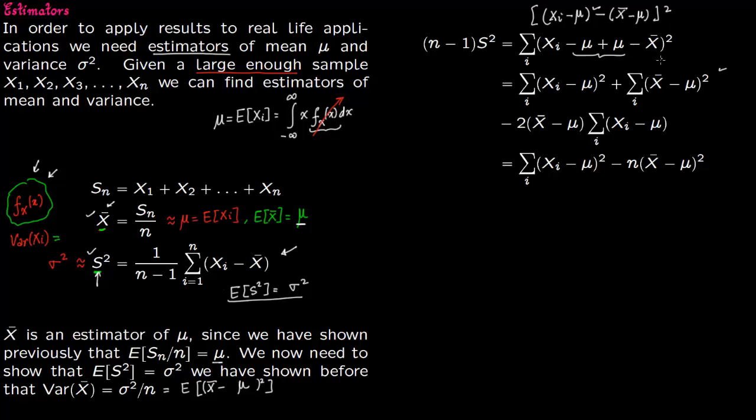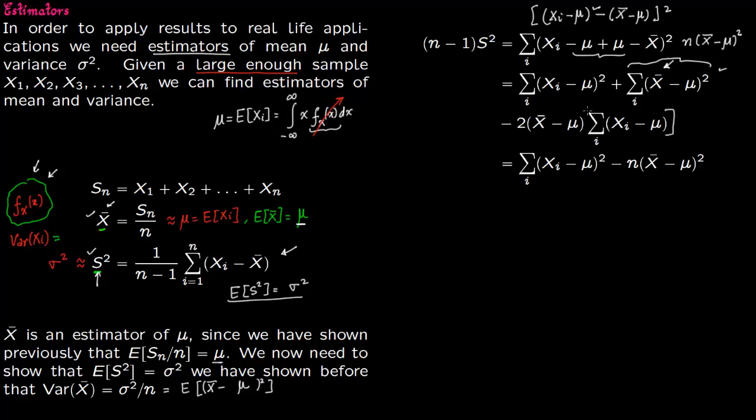So this is the summation of the first term, the summation of the second term. Notice that this x bar does not depend upon i. x bar is just, you have already taken the sum of all the variables, so it is independent of the index i. So this summation has no impact on x bar. So this is a constant, and therefore you can rewrite this as n times x bar minus mu square, because you are summing it n times, i goes from 1 to n. Similarly, x bar minus mu is a constant, it comes out.